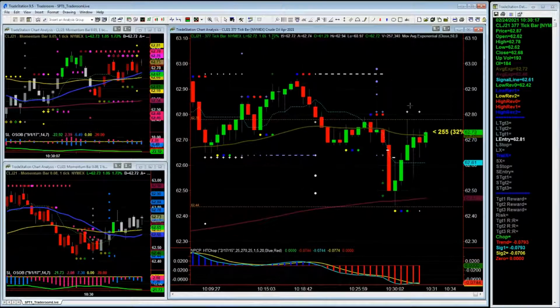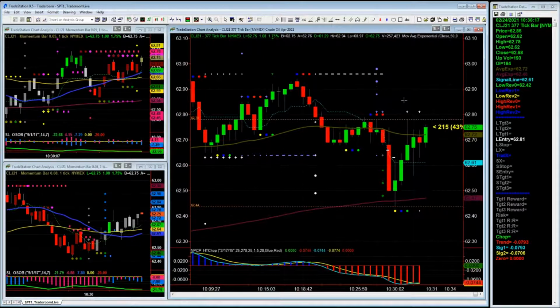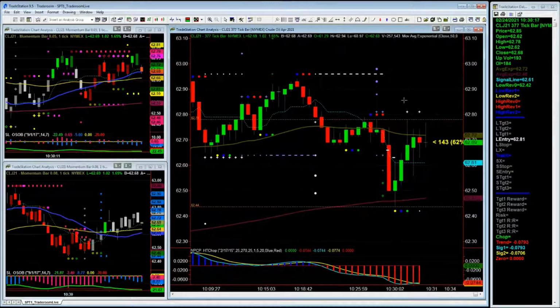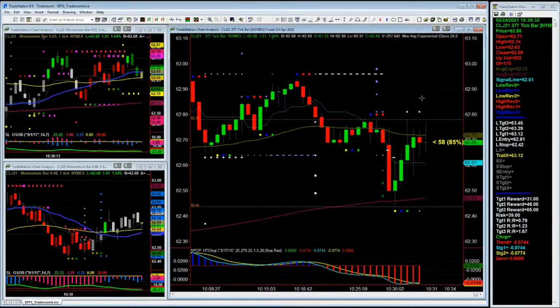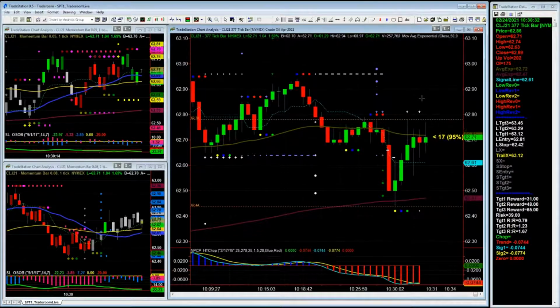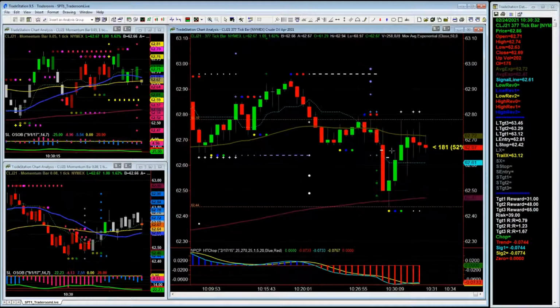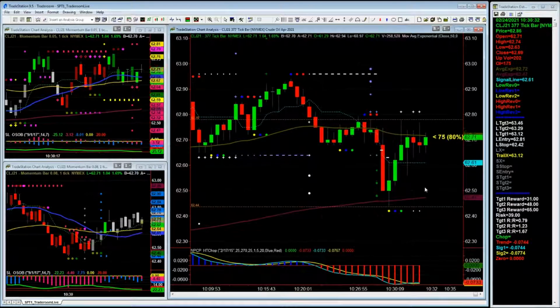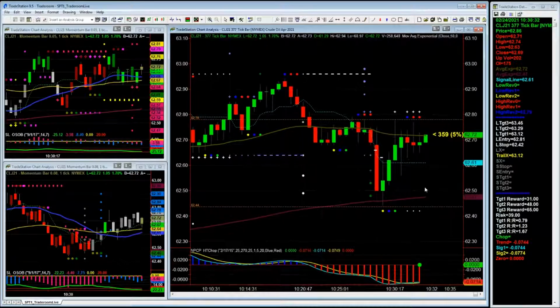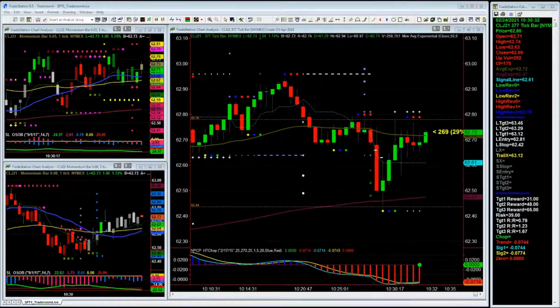So possible long trade, but I don't like to take the first setup. It's larger than usual because the setup is based on the reaction and everything's a little bit out of whack. So we have about 50 seconds left.